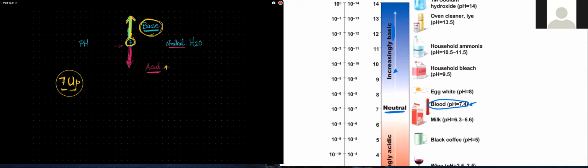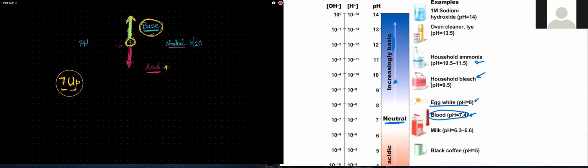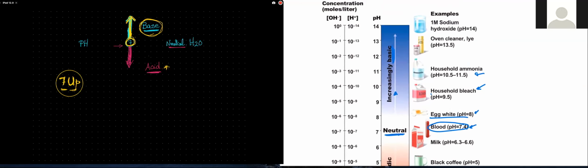As you keep going, you're gonna get exposed to more alkalinic substance. So egg white has pH of 8. Bleach, 9.5. Ammonia, 11. The oven cleaner is going to be a very strong base. So it's 13, 14. Sodium hydroxide is going to be of a pH of 14.